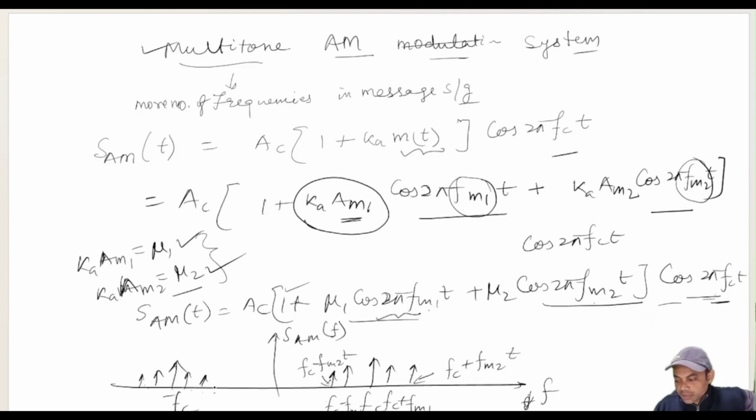And what will be the maximum frequency? It is the highest frequency. If fm1 is highest or fm2 is highest, then the highest frequency will be the bandwidth, the total bandwidth. Now we want to calculate the power of this multi-tone AM signal.